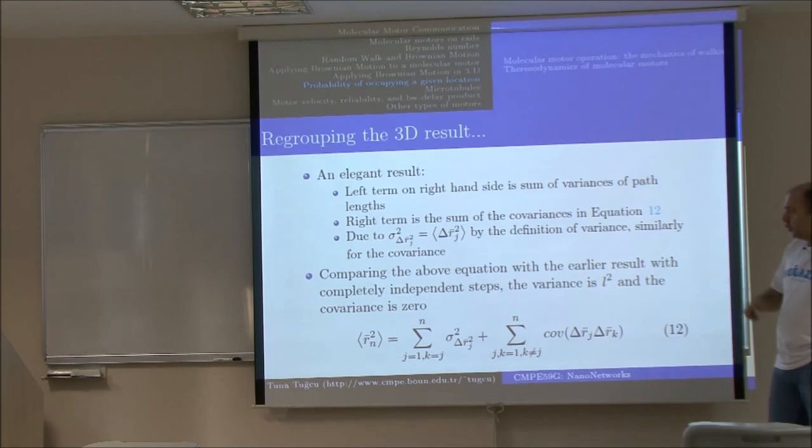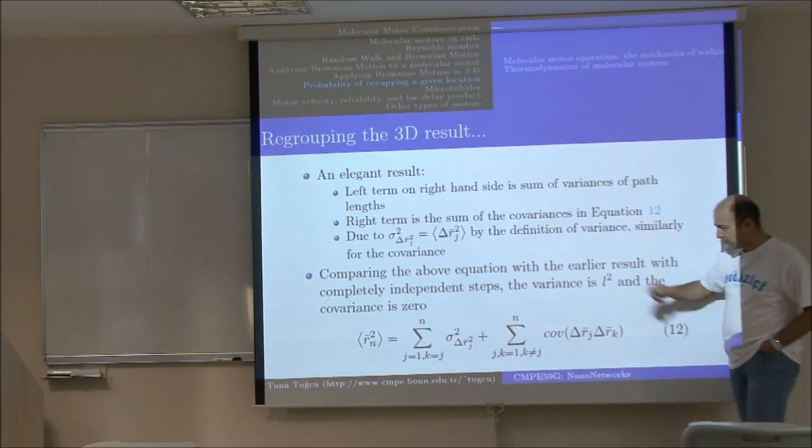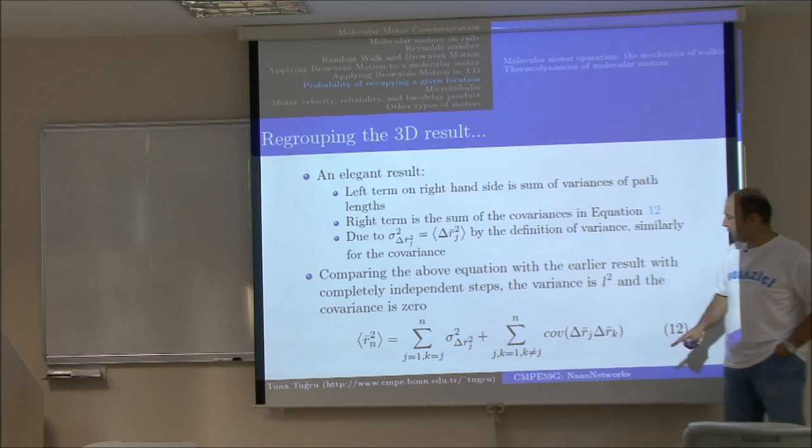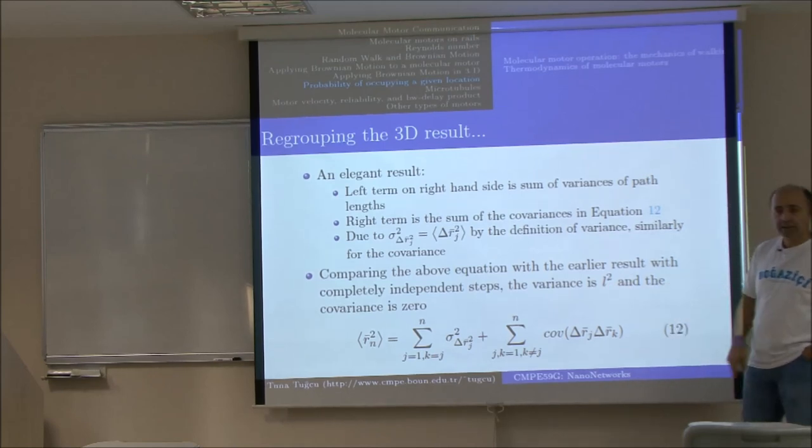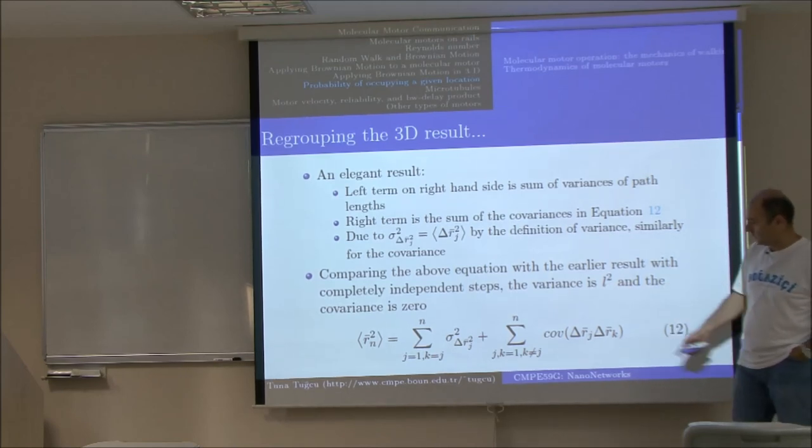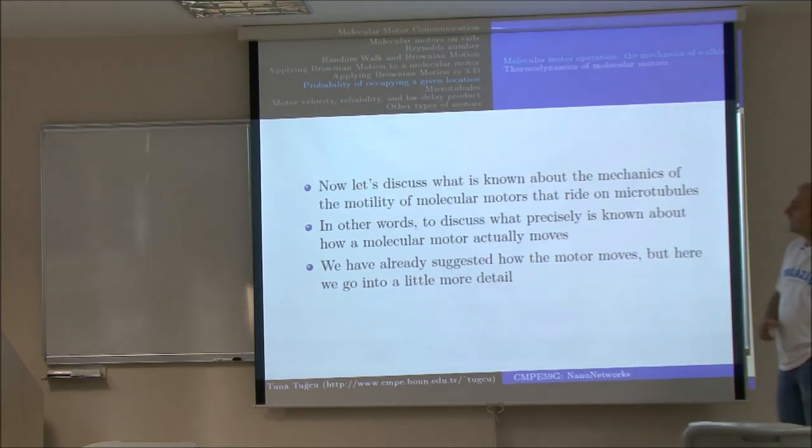And comparing that equation with the earlier result and considering completely independent steps, the variance is L squared and the covariance is zero. So substituting that, you can find the result. Now let me stop at this point.